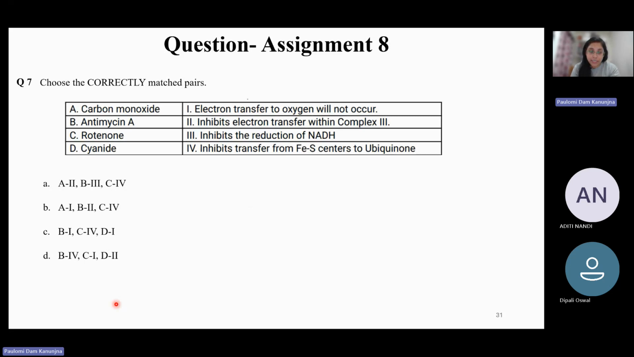Again, we have matching pairs. So you have to tell me the correct pairs, and 1 minute again we have for each of these. Okay, 10 more seconds.